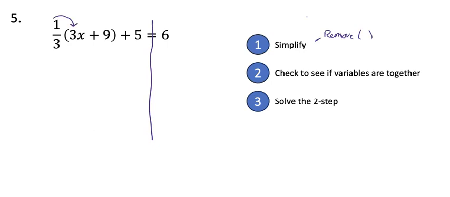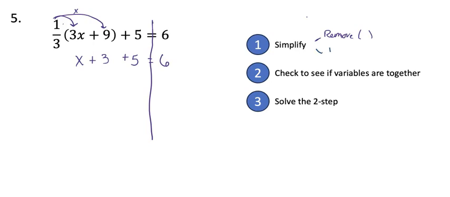So 1/3 times 3 is 1, so that'd be 1x. And then I'm going to take 1/3, don't forget that means multiply, 1/3 of 9. Well, 1/3 of 9 is 3, so x plus 3. And then we're just going to bring down the plus 5. Equals 6. That's the first step. We remove the parentheses, but we're not finished.